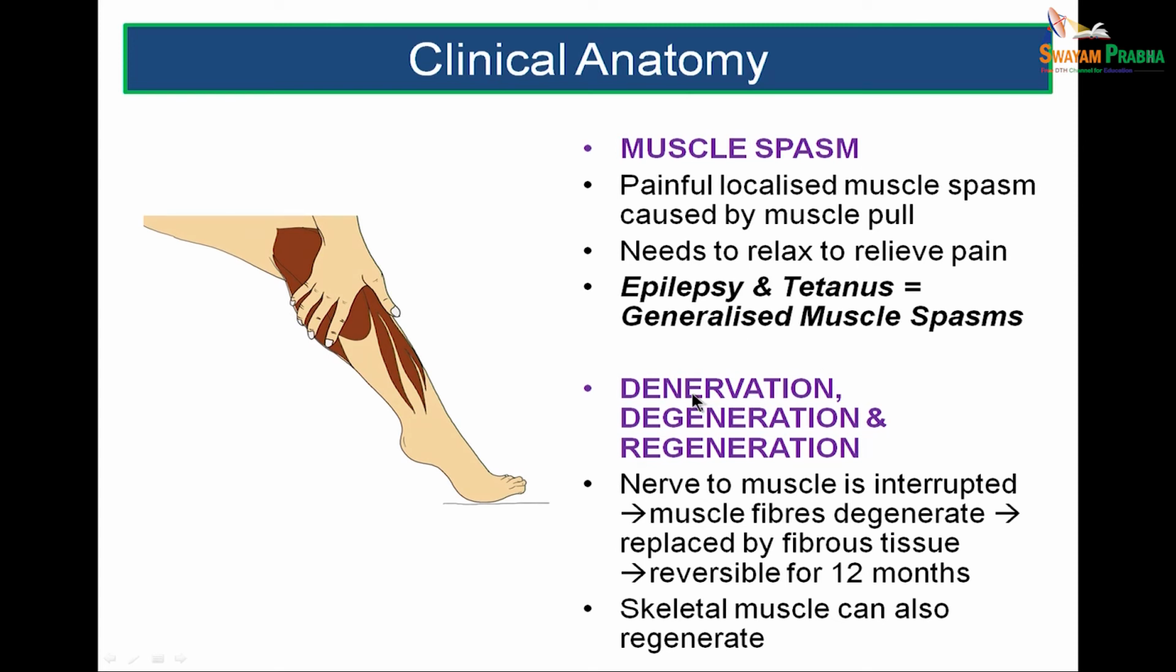What is denervation and degeneration of a muscle? When a nerve to a muscle is severed or injured or interrupted, the muscle fiber degenerates. This muscle fiber gets replaced by fibrous tissue and scar formation. There could be regeneration, but this would be if there is nerve supply back in 12 months, beyond which muscle fiber will totally degenerate and it is irreversible after a year.